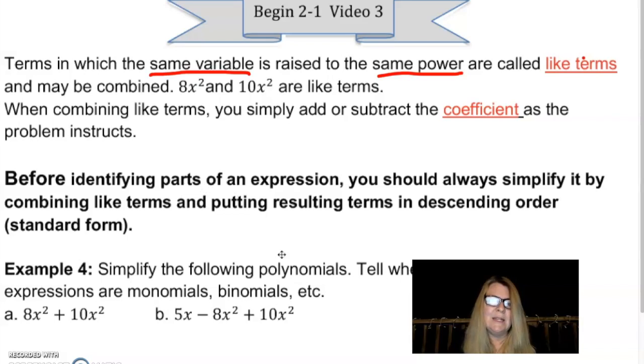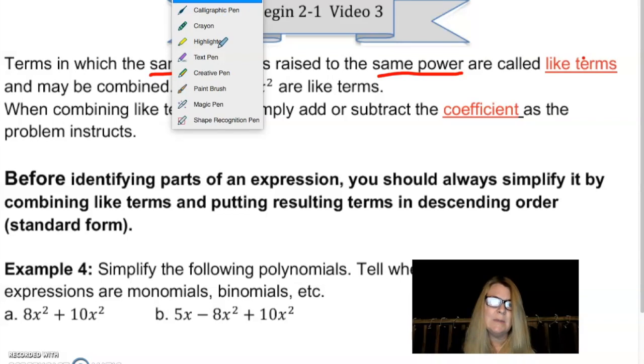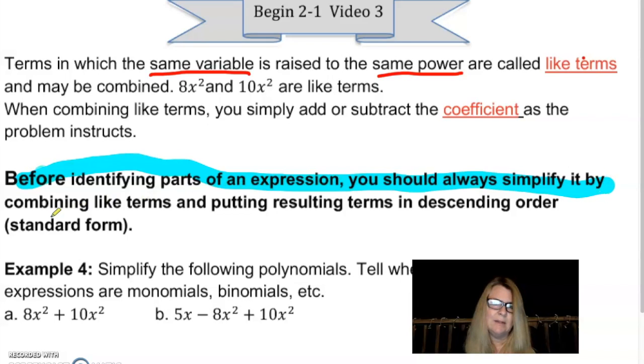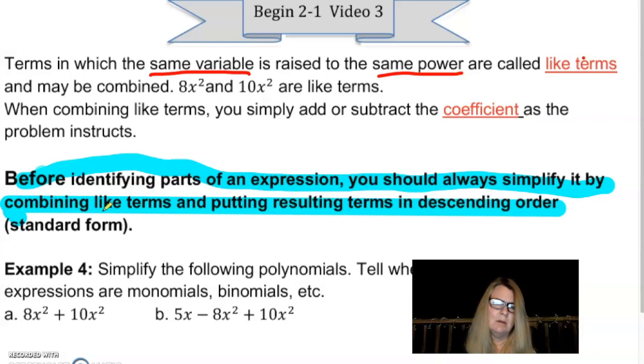Now we're going to identify what kind of expression we have and the parts of an expression on these down here in example 4. We're going to highlight this right here because it's very important that we always simplify. Before you identify any of the parts of an expression, you simplify it and put it in standard form, that's descending order, before you start talking about the parts of an expression.